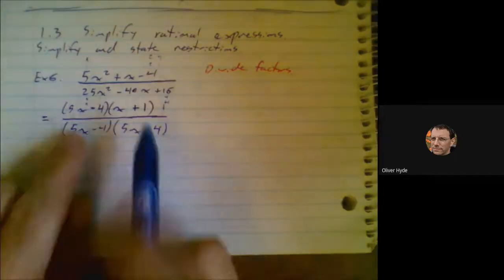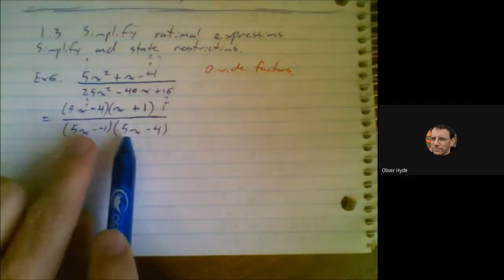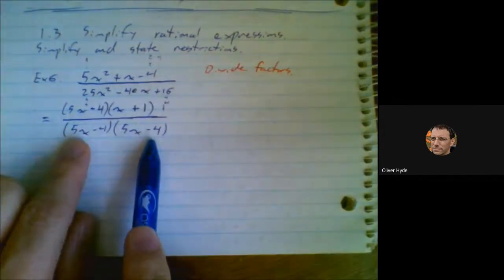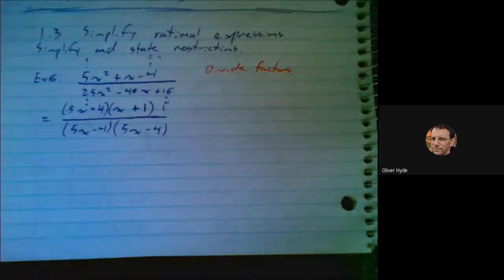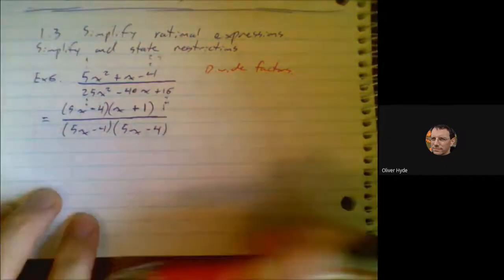Let's check. I checked the numerator already. Let's check the denominator. 25x squared minus 20x minus 20x. That's minus 40x plus 16. Looks good. Okay. And now, there's a couple of different ways of thinking about what's happening here.